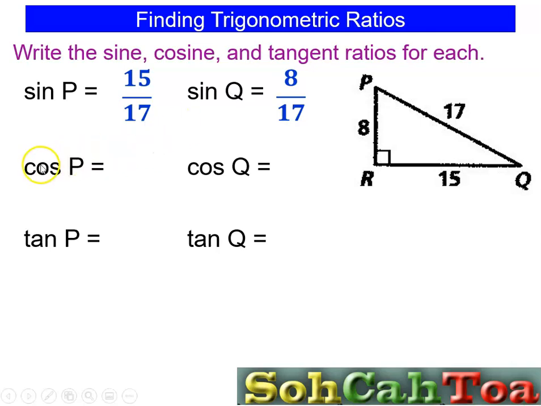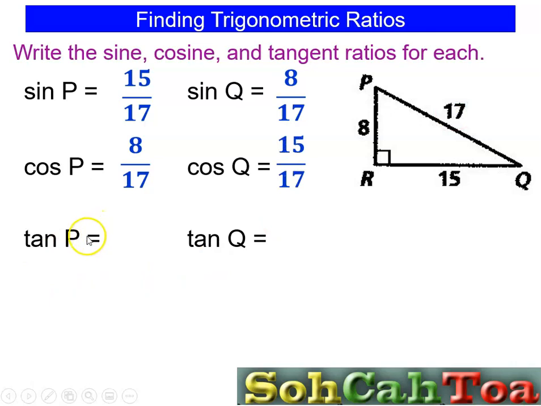Now, cosine, CAH, I need the adjacent over the hypotenuse. So when I go to angle P, here's my angle P, my adjacent side right next to it is 8, divided by my hypotenuse, 17. But from Q, my adjacent side there is 15, divided by my hypotenuse, 17. So I get 15 over 17.